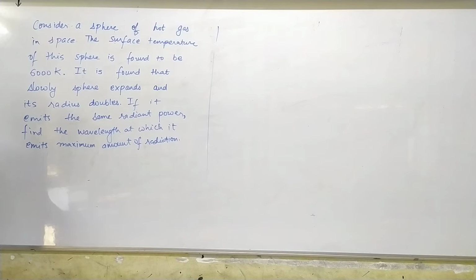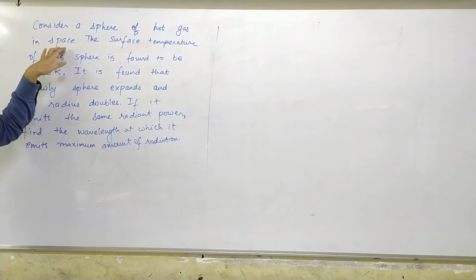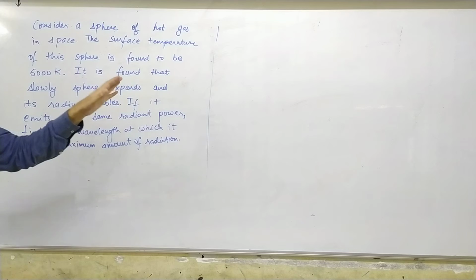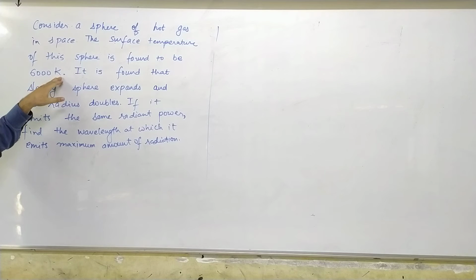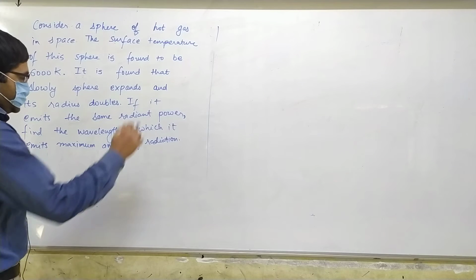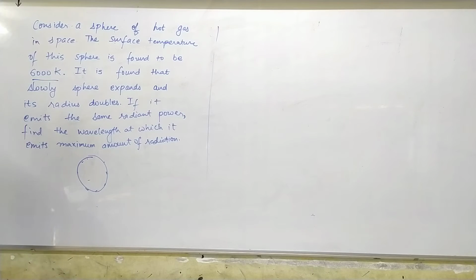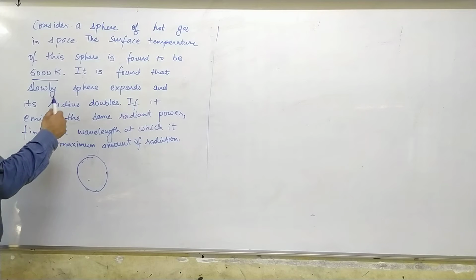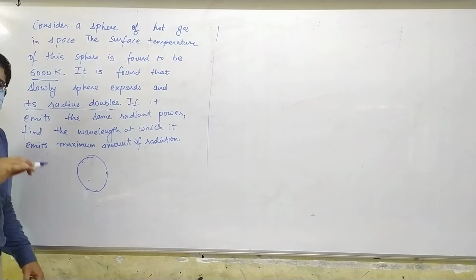So here is the next question, once again related to radiation. So suppose there is a sphere of hot gas in space. That is essentially what a star is, right? So let's say that there is a star, which is having a surface temperature of 6000 Kelvin, right? The temperature on the surface is 6000 Kelvin. Now, gradually what happens is over many years, the stars expand, right? So it is found that the radius doubles.